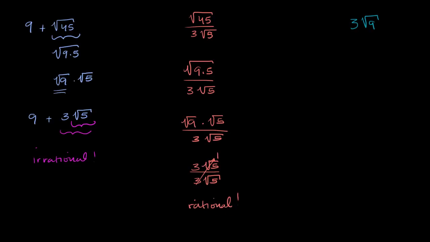Now let's do this last expression right over here. 3 times the principal root of 9. Well, what's the principal root of 9? Well, it's 3. So this is going to be 3 times 3, which is equal to 9. And we've already talked about the fact that 9 can clearly be expressed as the ratio of two integers. 9 over 1, 27 over 3, 45 over 5, all different ways of expressing 9.